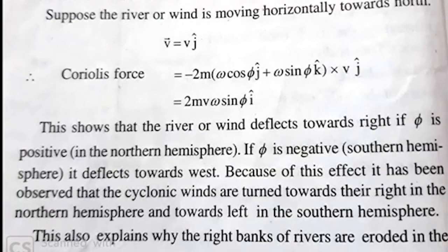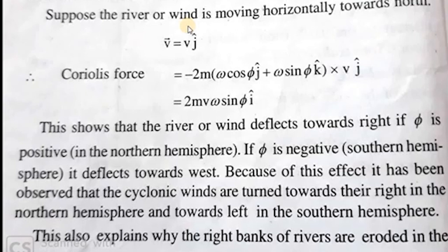So this heading sometimes won't be that clear for you. The heading of this topic is, please note this down: effect of Coriolis force on a flowing river or a cyclonic speedy wind. Suppose we assume the river is flowing or the wind is moving in the J direction. J represents our north direction, as I've shown you before.